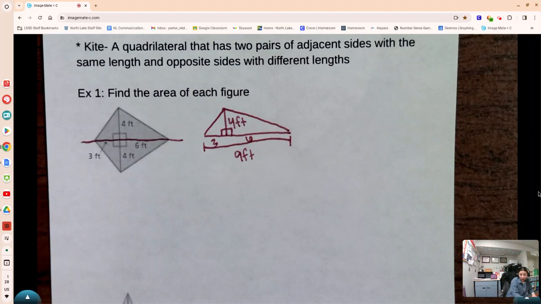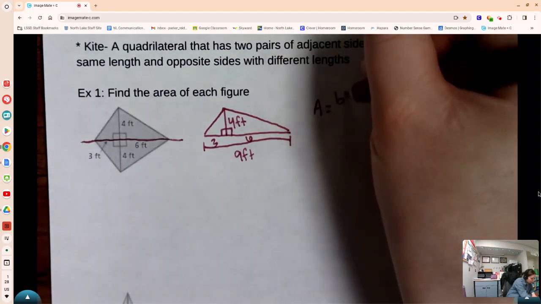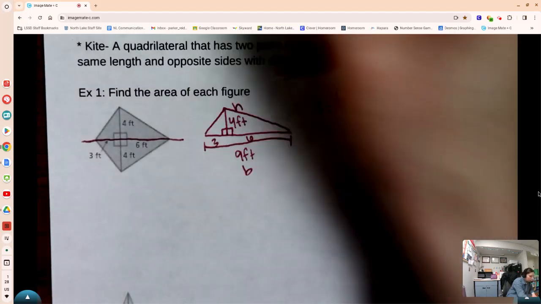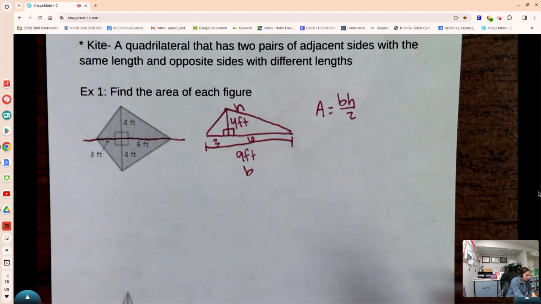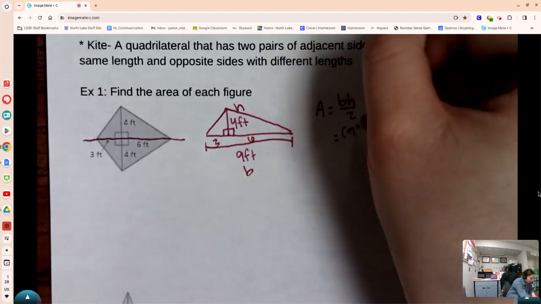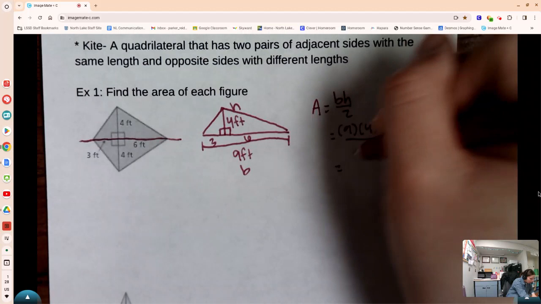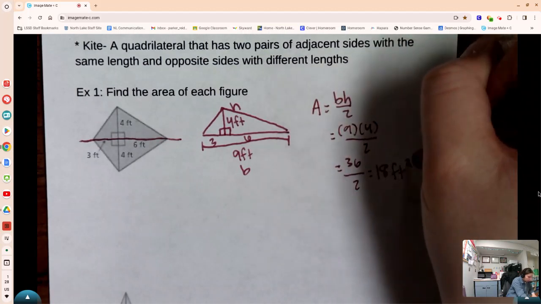Now I'm going to find the area of this triangle that I've just drawn. So the area of a triangle is base times height divided by 2. The base is going to be this 9-foot side, and my height is this 4-foot side. Remember, a right angle is always there because it shows the base and height. So 9 times 4 divided by 2. 9 times 4 is 36. Divided by 2 is 18 feet squared.